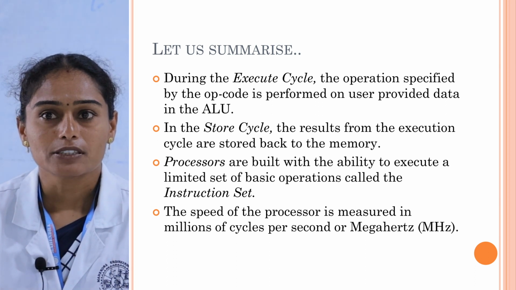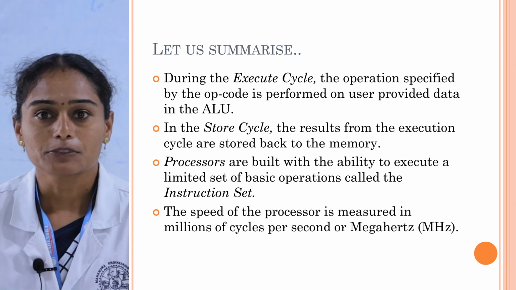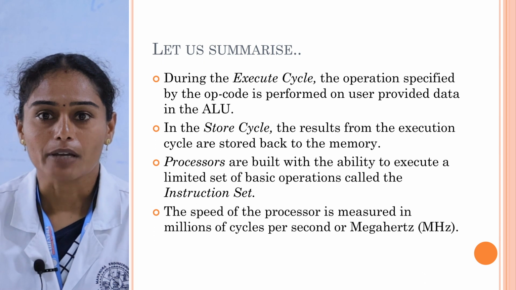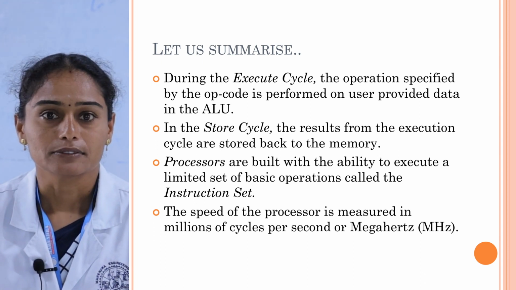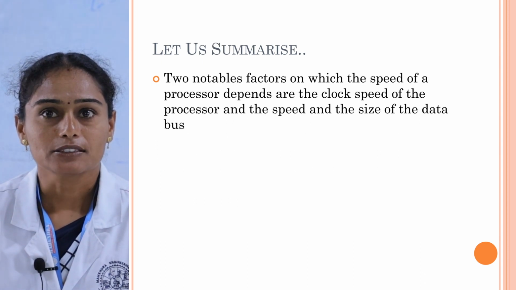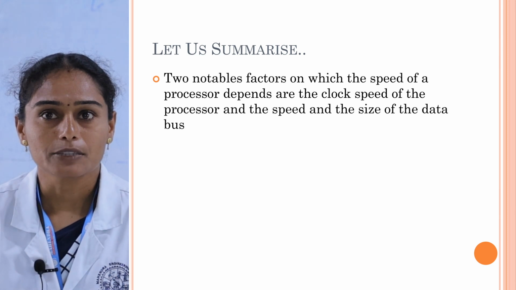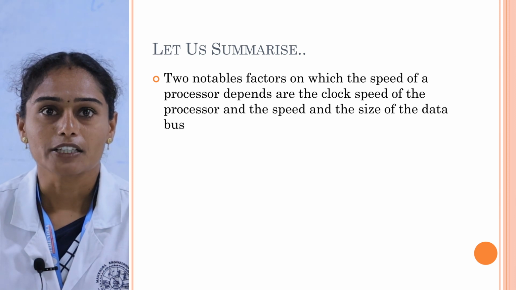The processors are built with the ability to execute a limited set of basic operations. The speed of the processor is measured in megahertz, or cycles per second. So there are two notable factors: the speed of the processor depends on the clock speed of the processor and the speed and size of the data bus.